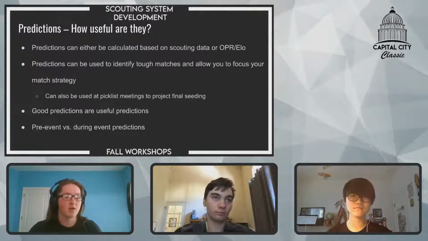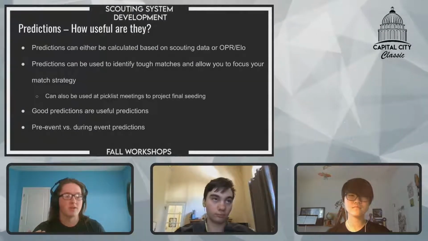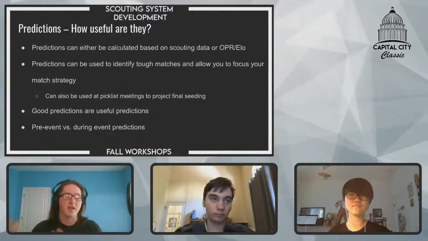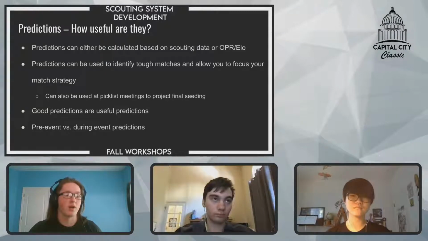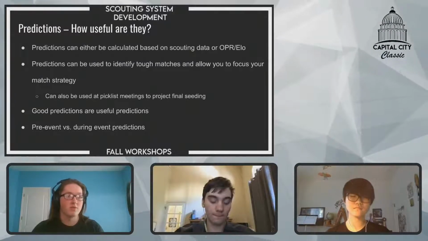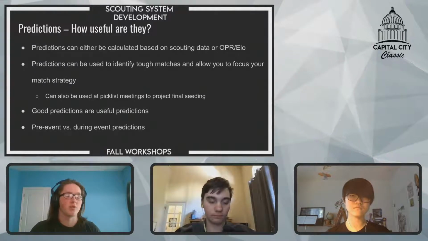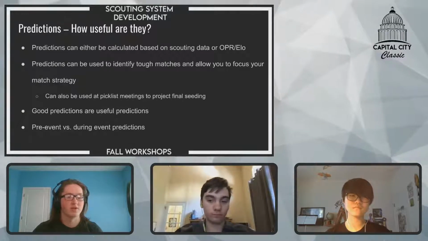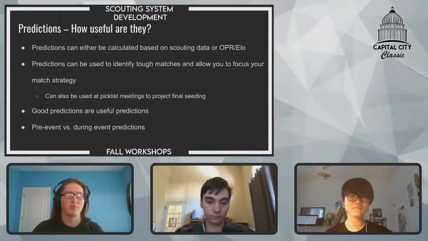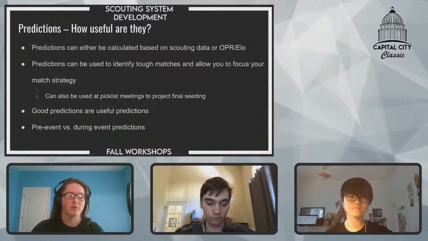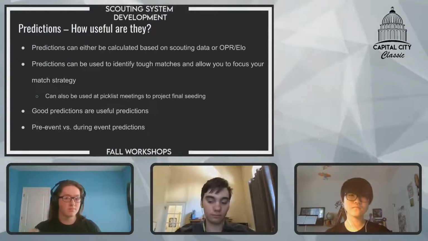Also, we use during-event predictions, which is during the event because we have data at the competition that we use to make the predictions, but you can also make them before the event so that you can have predictions for those early matches, and decide which of those early matches you need to focus on in terms of match strategy. And pre-event stuff can be done either using pre-scouting or any sort of system you have there, or just use OPR or ELO. Yeah. Next slide.